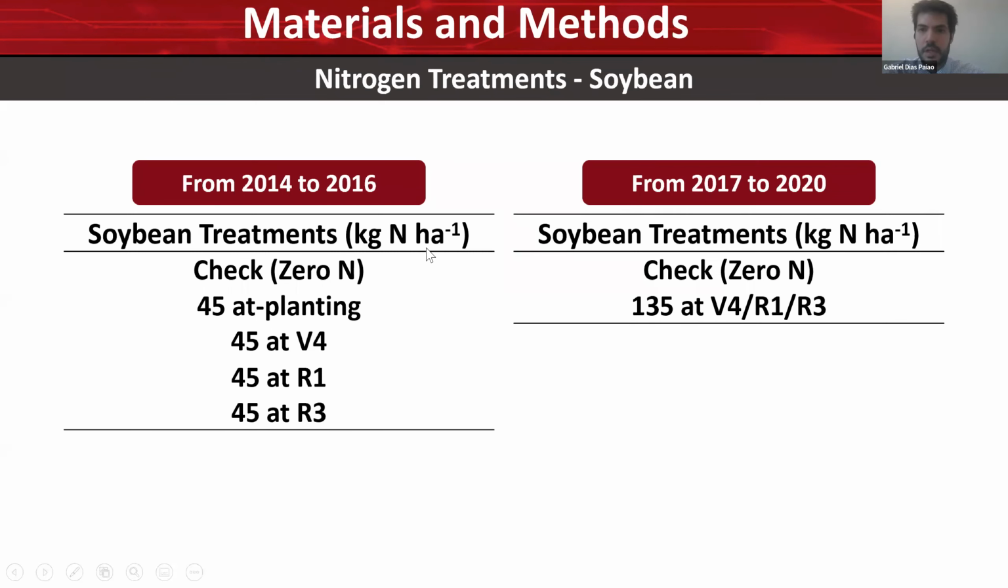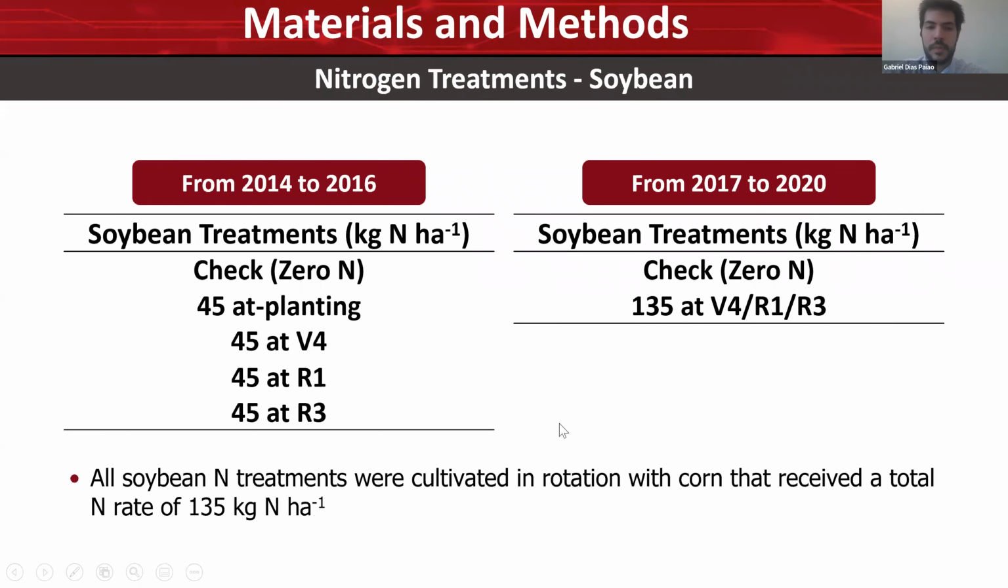And then starting in 2017 until 2020, we had 2 nitrogen treatments. It was a check plot, so no nitrogen application, or a total rate of 135 kilograms per hectare applied in equal quantities at V4, or split applied in equal amounts at V4, R3, and R1. And the idea for applying these higher nitrogen rates during these years was to define whether or not there is a response, because if there would be a response, we would find it with these larger nitrogen rates.